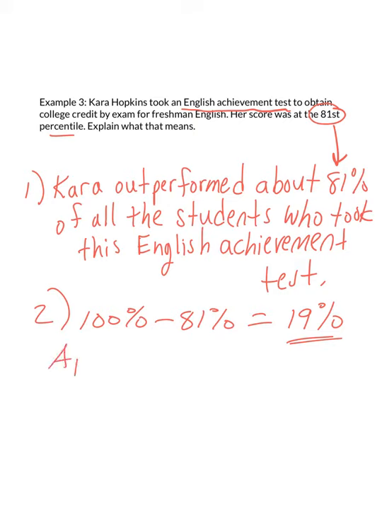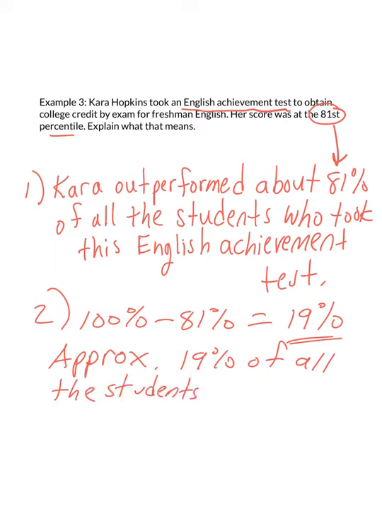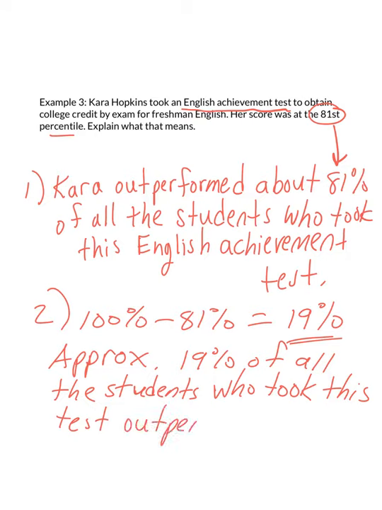So approximately, 19% of all the students who took the same test, this English achievement test, outperformed Kara. So whenever you take a standardized test and in the mail, or if you do it on the computer maybe, it tells you your percentile.